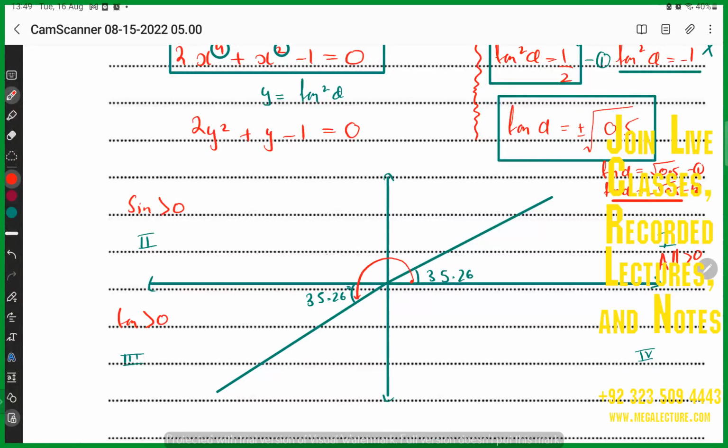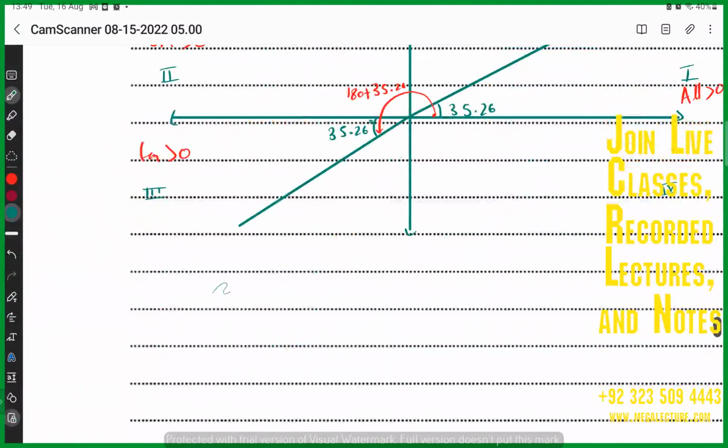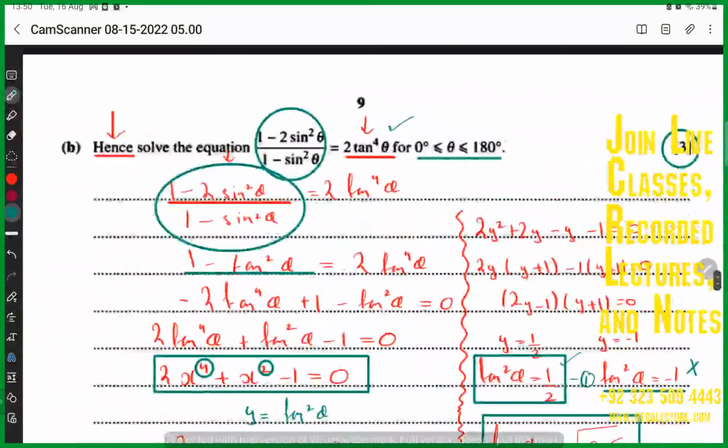So it is going to be 180 plus whatever alpha we had, that is 35.26. So what would be the value? It would be greater than 180, but let's just write it down for the sake of completeness. So for the first quadrant, I got 35.26 degrees. For the third quadrant, I am getting 215.26 degrees, okay?